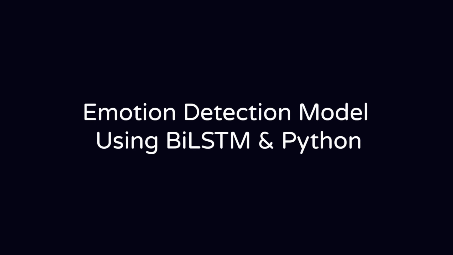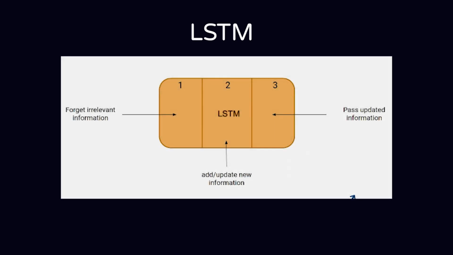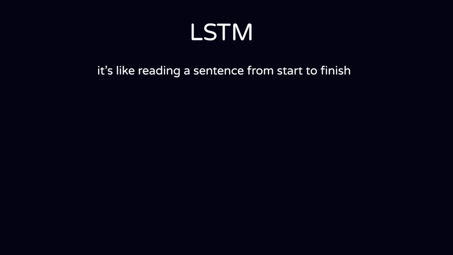Today we are going to discuss a new method that we can use to detect emotion in sentences and text using something called LSTM, which stands for long short-term memory. It's a type of neural network that's really good at understanding sequences of data like sentences. It's used a lot in things like language translation and text generation. When LSTM looks at a sentence, it reads it from start to finish, which is like what most humans do.